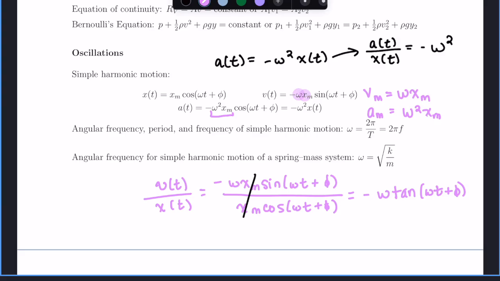Questions on that or anything else on the equation sheet before this?